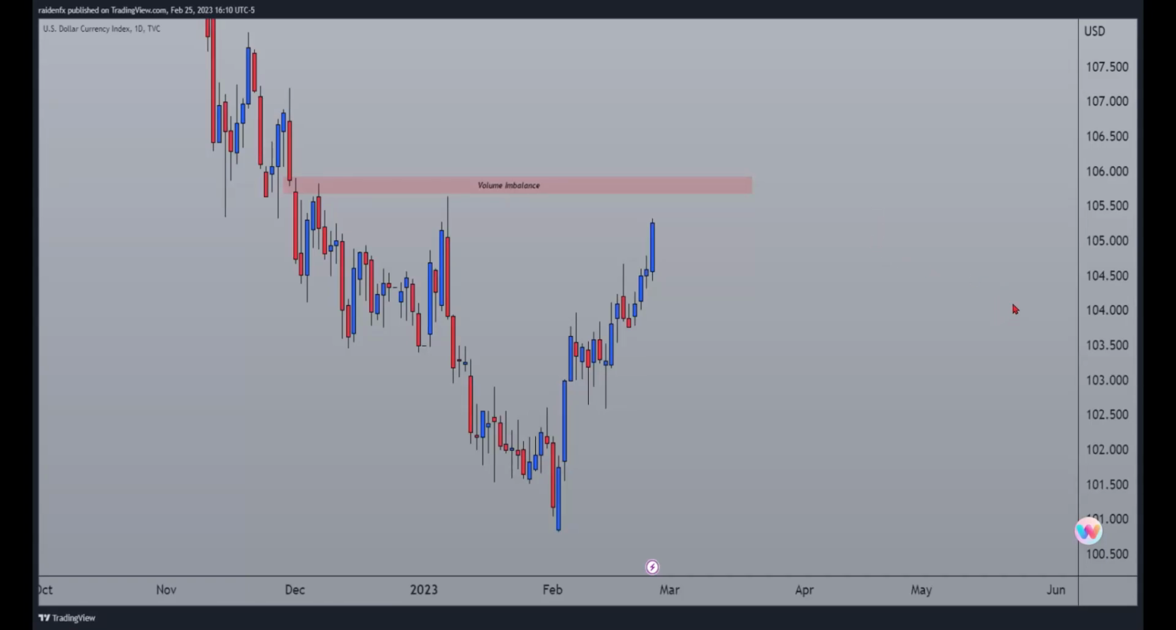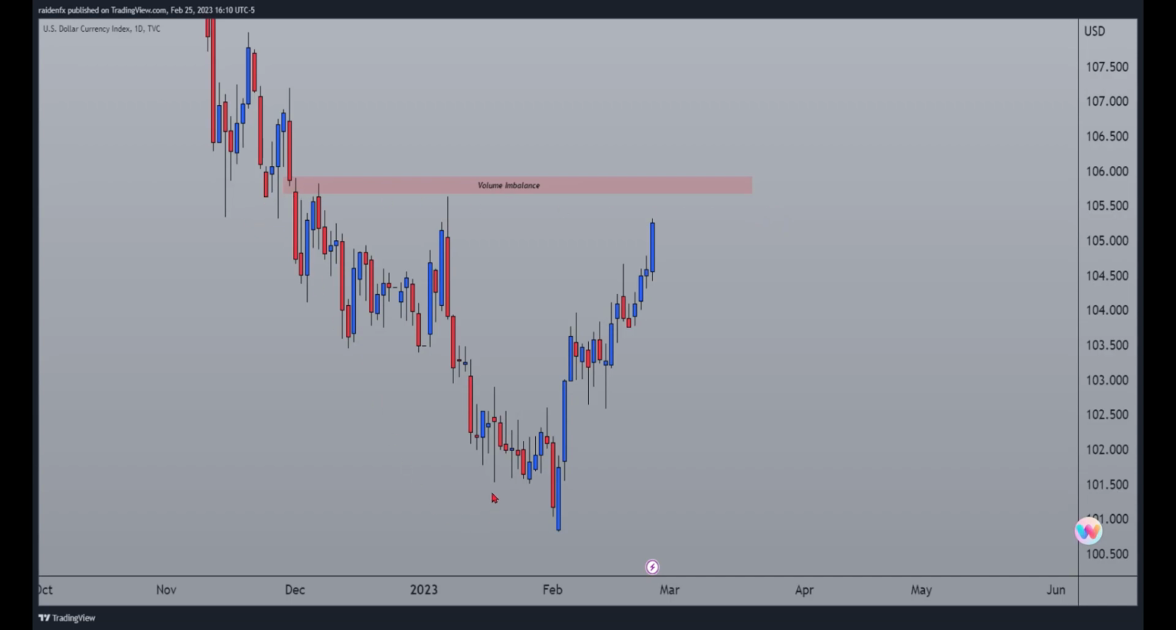I'm going to be discussing the dollar index in relation to currencies, and also I'm going to be talking about the optimal trade entry and how I've been using that for great success in my recent trades. So let's hop into this discussion.